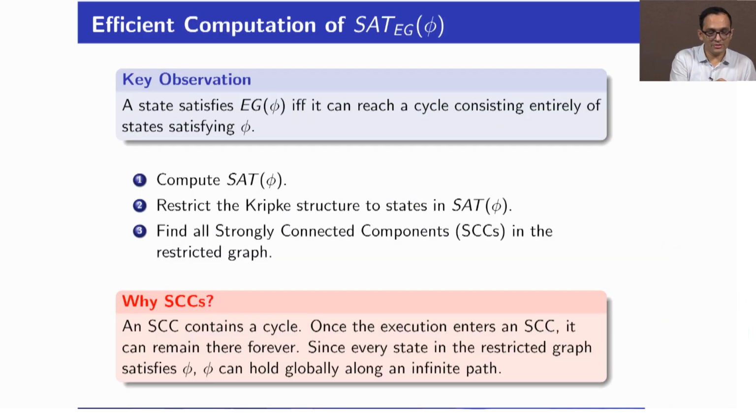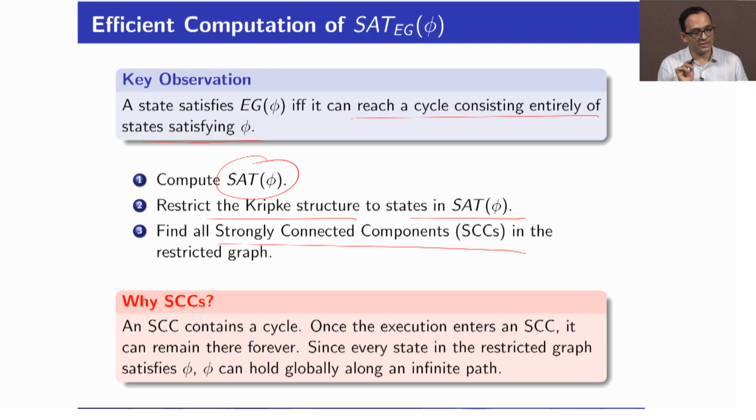The key observation is that it can reach a cycle consisting of states internally satisfying phi, that is your EG phi definition. So, I will identify the sets of states where phi holds. I will restrict the model to only those states, and then I will identify the strongly connected components. Why SCC? Because an SCC contains a cycle. Once the execution enters an SCC, it remains there forever. Therefore, every state restricted to the graph satisfies phi, so phi can hold globally on this infinite path. So, EG phi must hold in an SCC, right.